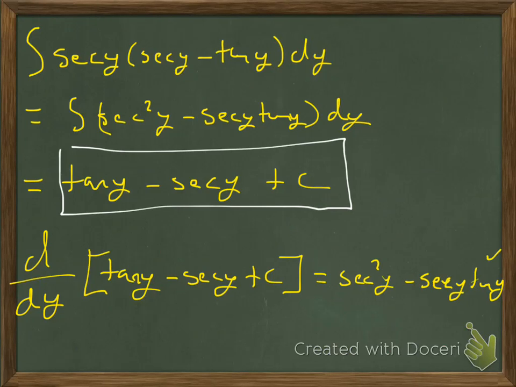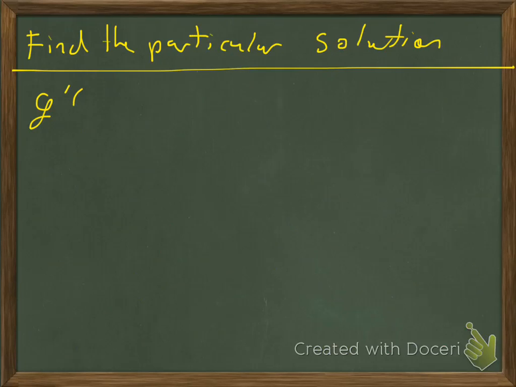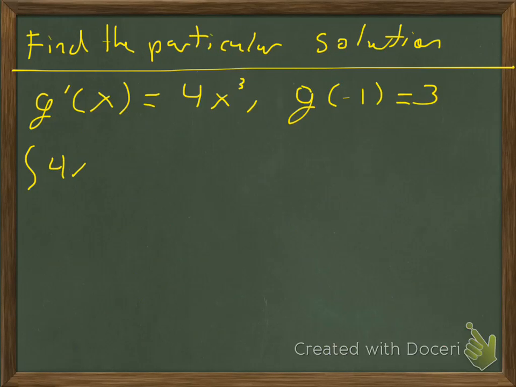Okay, and we're going to find the particular solution for some antiderivatives. So find the particular solution. Maybe we know, for instance, that velocity is equal to 4x cubed. That's our velocity equation. And then I don't know about negative time, but we have an initial condition at -1. The output is 3. So we're going to take the antiderivative to get to g.